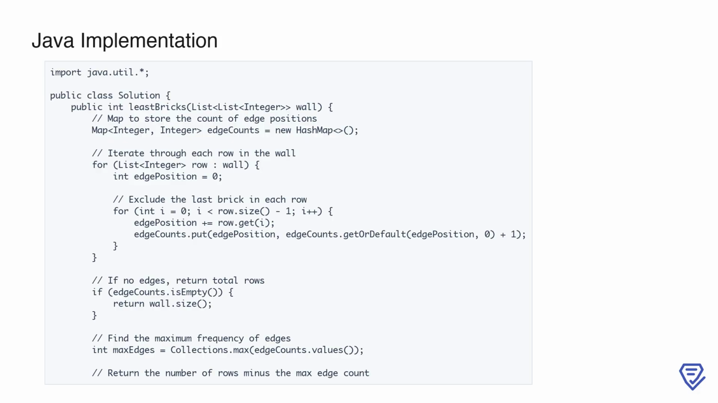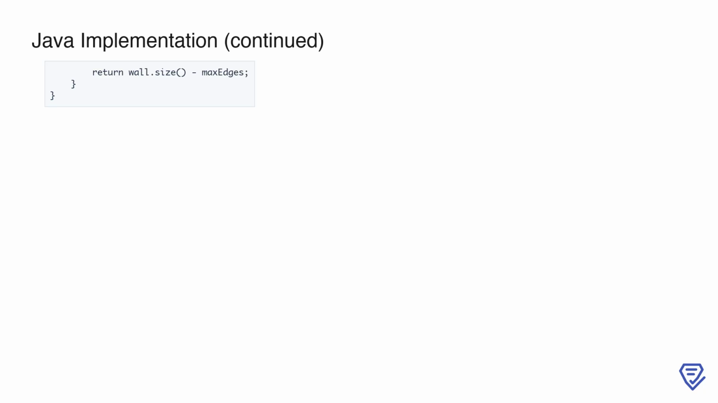Lastly, we handle cases where there are no edges recorded. In such scenarios, we simply return the total number of rows, as any vertical line will cross all the bricks. Now, to determine the optimal vertical line placement, we calculate the maximum number of edges that align at any position using the values in the edgeCounts map. This is done using the Collections.max method, which finds the highest frequency of edge positions.